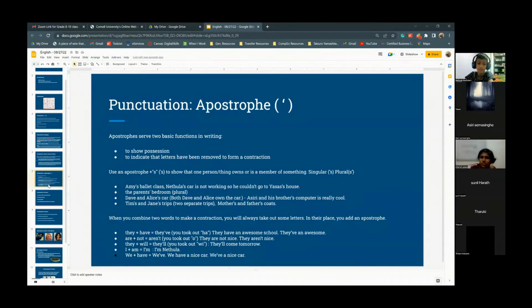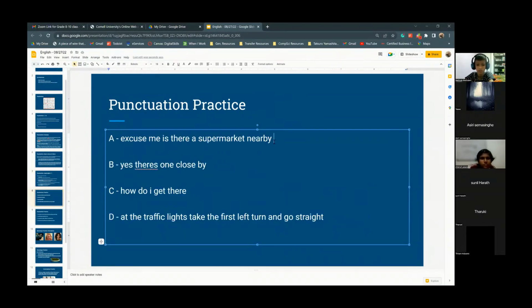All right, so let's do some examples. Using what we've learned so far, can you give me the correct punctuation for this sentence? Yep, there is a question mark at the end. And then there's a comma. Yes, perfect. "Excuse me, is there a supermarket nearby?" And remember, "excuse me" would be considered our introductory clause. Perfect.